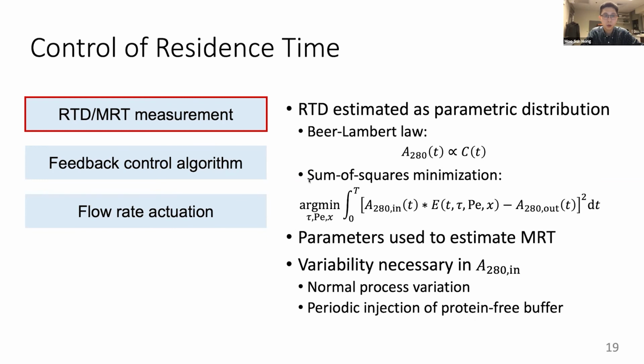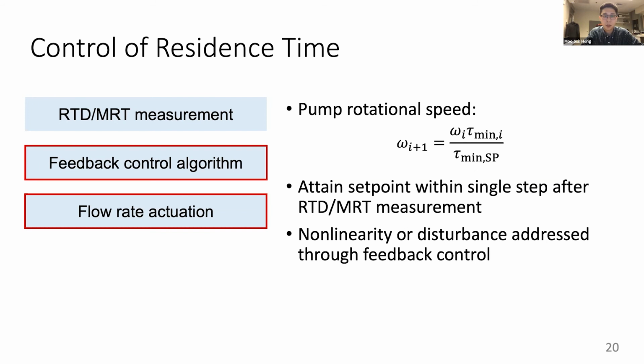Yep. So after having this minimum residence time measurement, the feedback control algorithm is developed, as you can see in this given formulation. Because peristaltic pump flow rates are almost linear to the pump rotational speed, the system can attain the set point with a single step after the residence time distribution measurement, as you will see soon in the experimental results. And any nonlinearities or disturbances, such as tubing stretch that will happen over a long period of operation, are also addressed through this feedback control.